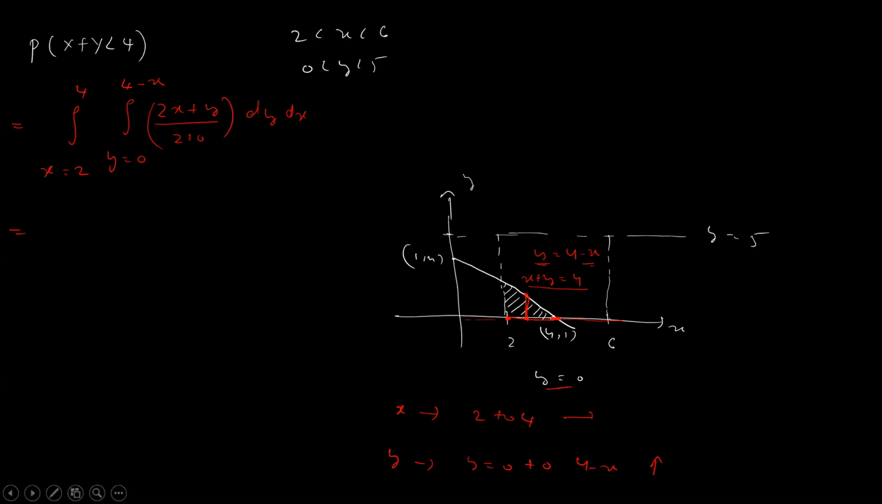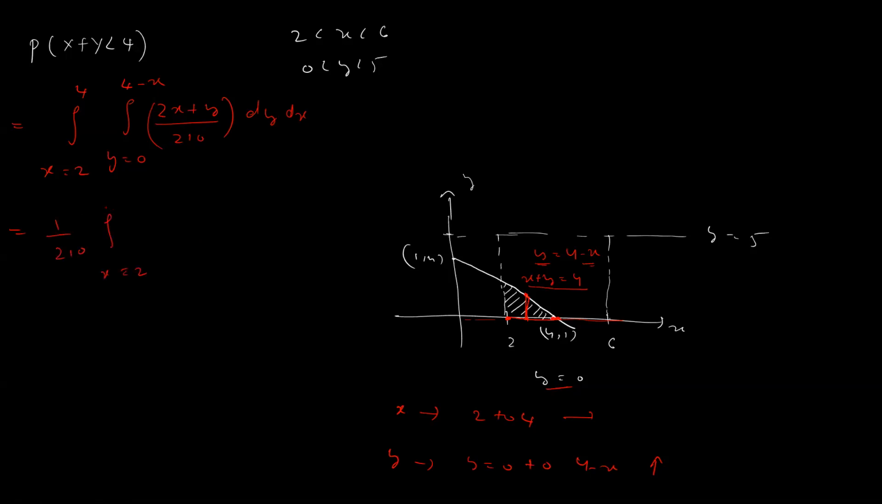So no rocket science in this. You can integrate and you can check the answer. I have already solved this. The answer is 2 by 35 that I'm getting. You check this. Simple integration, nothing is there. You can take 1 by 210 outside.